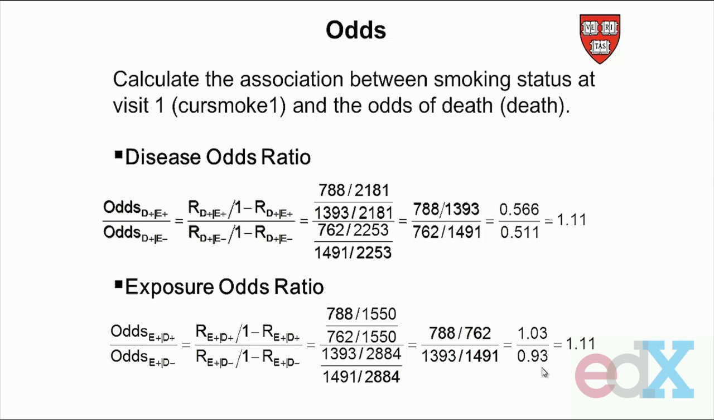This is saying that the odds of smoking is 1.11 times greater among those who died compared to those who did not die. And we'll see that this symmetry between the disease odds ratio and the exposure odds ratio becomes quite handy when we're conducting case control studies. And we'll discuss this further in later sessions.